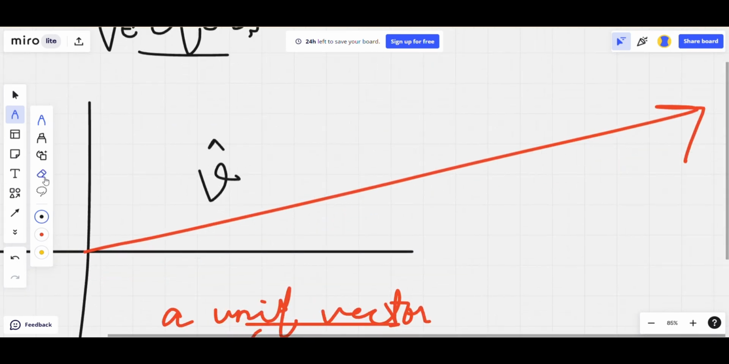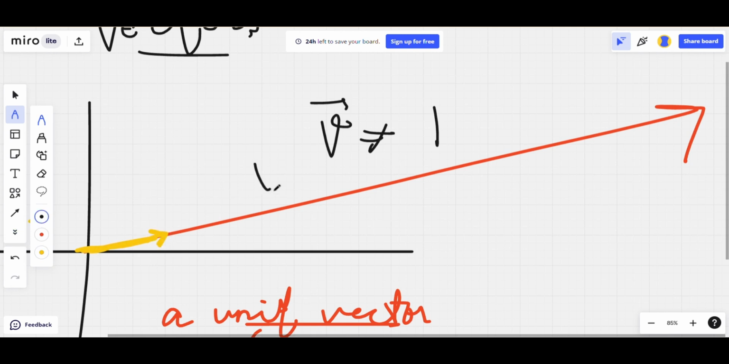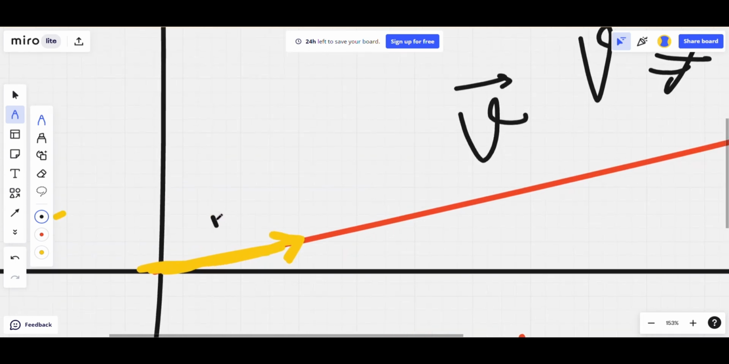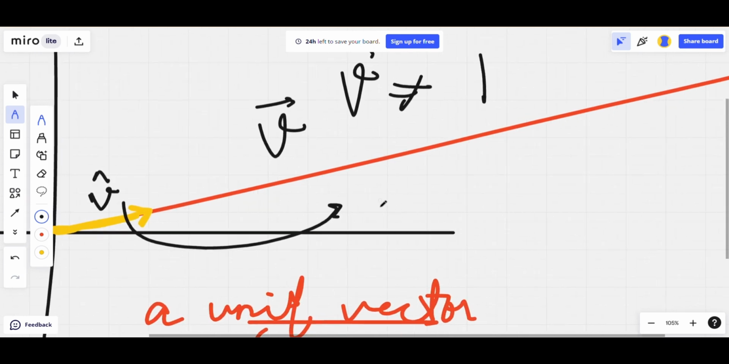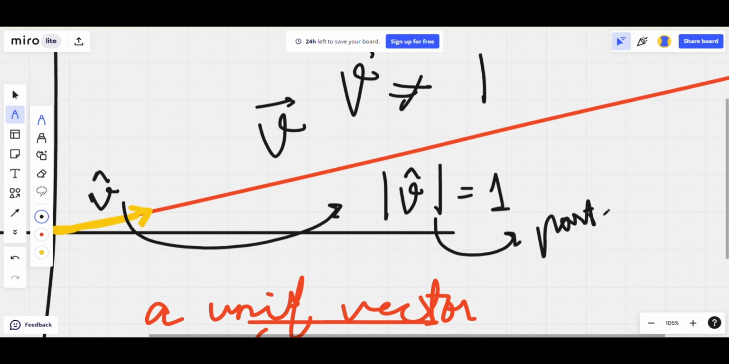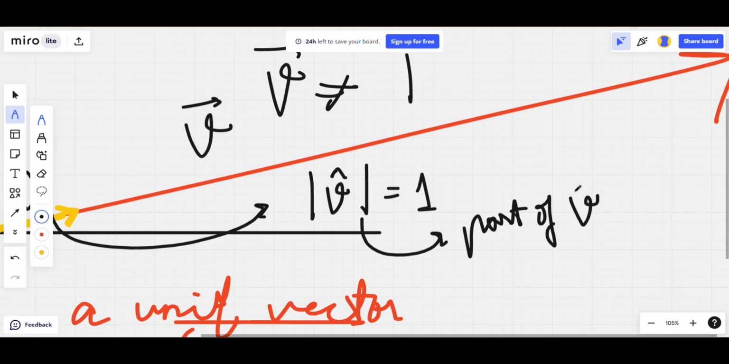So here, for example, we have a vector v whose magnitude is not equal to 1. But if we try to find a small part of it, a small vector part of it, if this is vector v, then this could be v cap. Now what is this v cap? If we try to find the magnitude of v cap, then we'll get 1, and v cap is a part of the large or the main vector v.